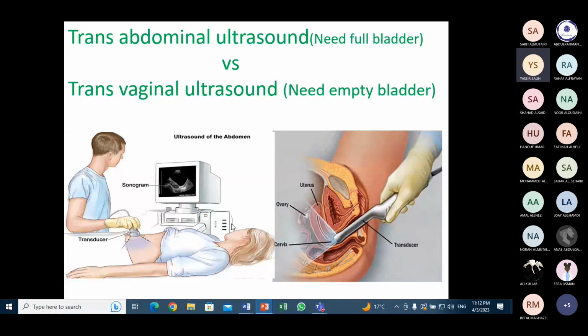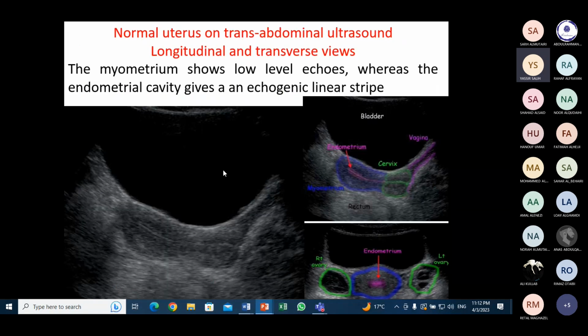The quality of the image in transvaginal ultrasound is better than in transabdominal. You can see more details, with more resolution than in transabdominal ultrasound. So many conditions may be discovered with transvaginal ultrasound that cannot be displayed by the abdominal one. Transvaginal ultrasound imaging quality is better than the transabdominal image.